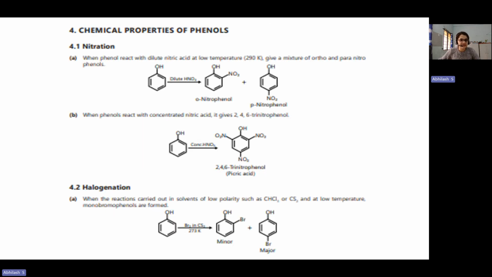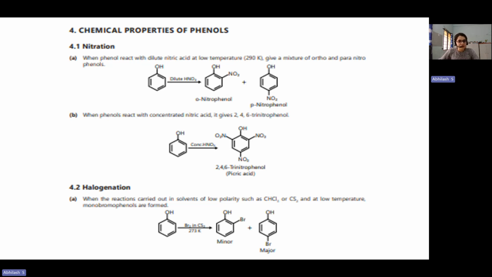Like this, here you can see the nitration where phenol reacts with dilute nitric acid, which leads to the formation of ortho phenol and para phenol. And when phenol reacts with concentrated nitric acid, it gives 2, 4, 6 trinitrophenol because the electrophile which is generated is strong in nature.